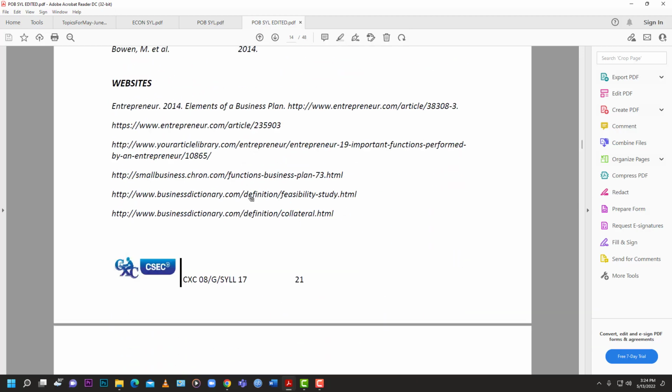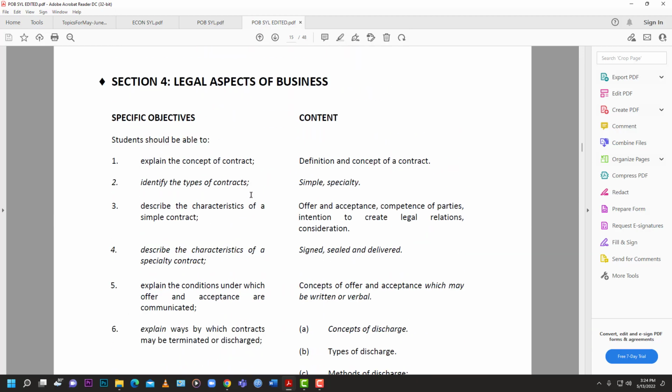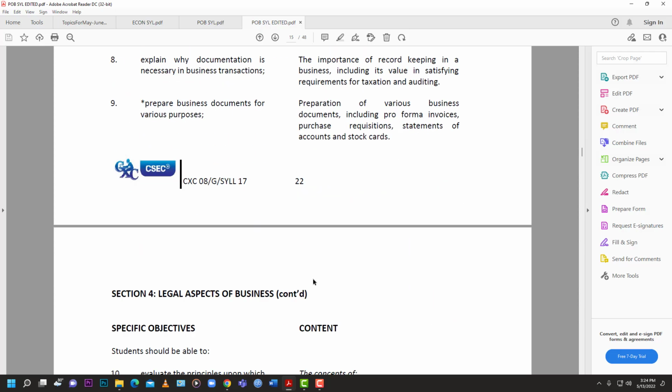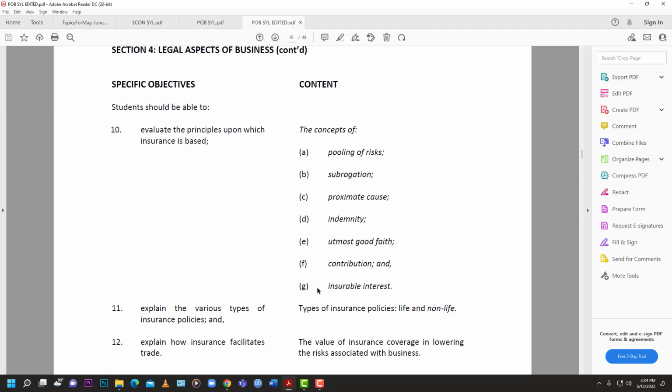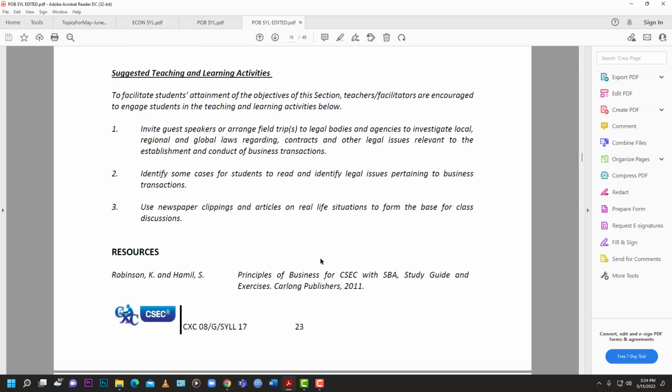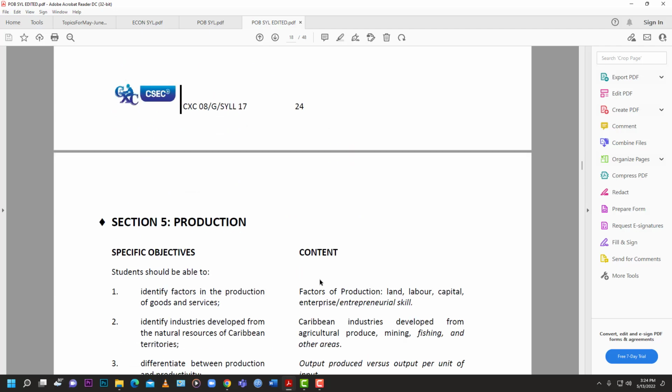Then we have section 4, again, a very sweet topic, legal aspects of the business. Always a nice topic to have. And so we're looking at contracts, types of contracts. What makes a specialty contract, simple contract, what are the components of a contract. Then we're looking at insurance, principles of insurance, and all those things, right? It can be very meaty when you get down to it, this section in particular.